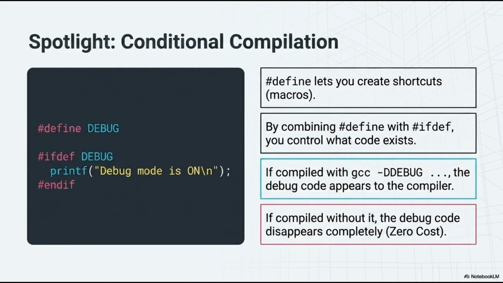Let's actually put a massive spotlight on what is arguably the most powerful concept here, conditional compilation. By combining #define with #ifdef, you completely control what code actually exists in the final file that gets handed to the compiler. Think about this logic for a second. If we define DEBUG, the robot leaves the print statement in the code. So if we compile our code using the flag -DDEBUG, that debug code appears to the compiler. But here is the brilliant part. If we compile without that flag, the preprocessor removes those lines completely. It is literally a zero-cost operation because to the compiler, that debug code just does not exist.